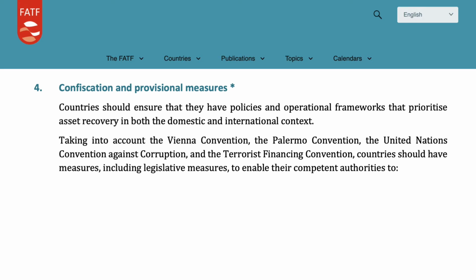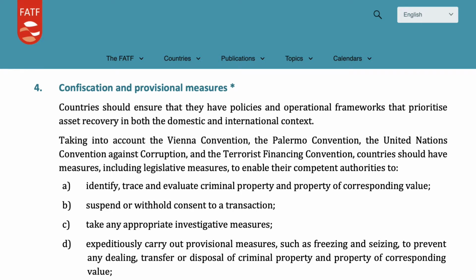Countries should implement measures, including legislative ones, to enable their competent authorities to: A. Identify, trace, and evaluate criminal property and property of corresponding value. B. Suspend or withhold consent to a transaction. C. Take any appropriate investigative measures. D. Expeditiously carry out provisional measures such as freezing and seizing to prevent any dealing, transfer, or disposal of criminal property and property of corresponding value.